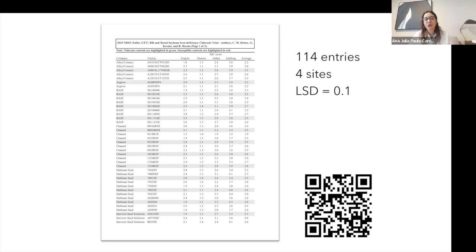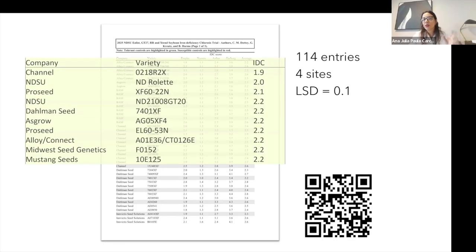Something I like to do usually is check first the site that had the highest IDC score, that in this year was Carbon. But today we are just going to focus a little bit on the average across sites. This is just the top 10 varieties that this year were ranked that had the best behavior. Oh, running out of time. So you can take a screenshot, or we are going to make all this information available.